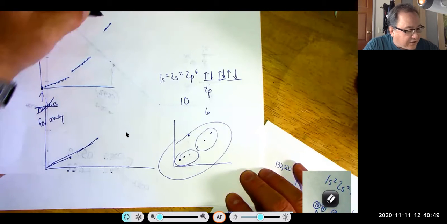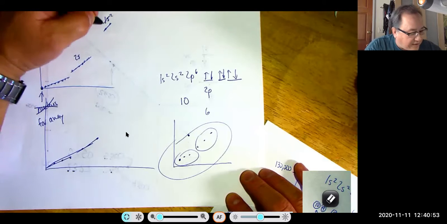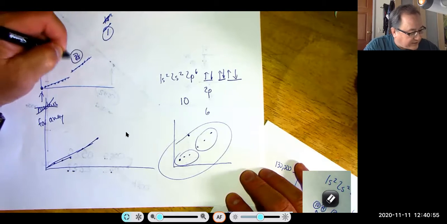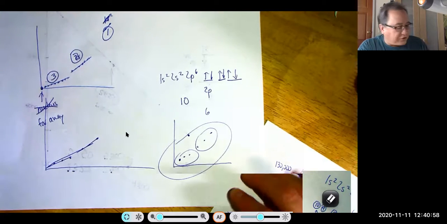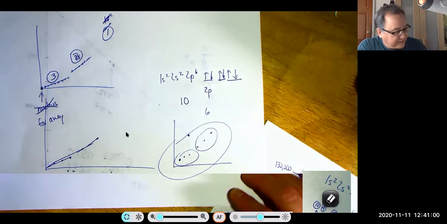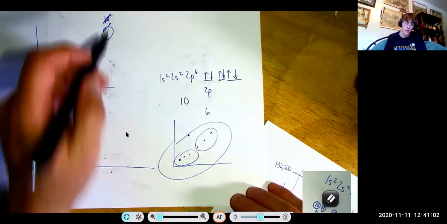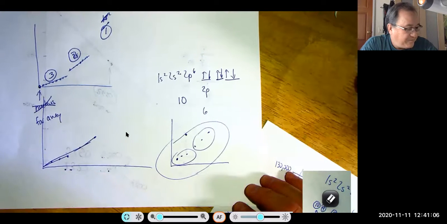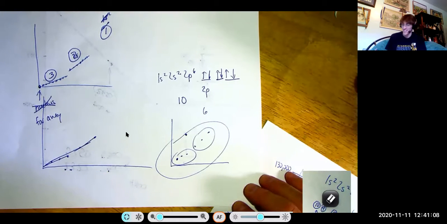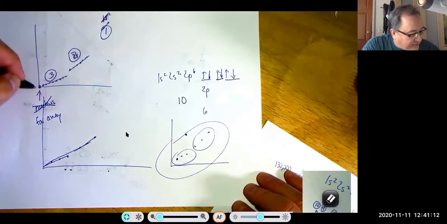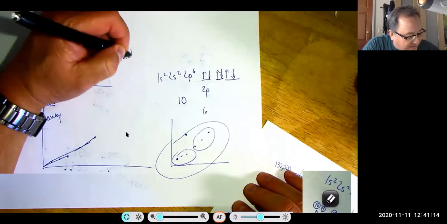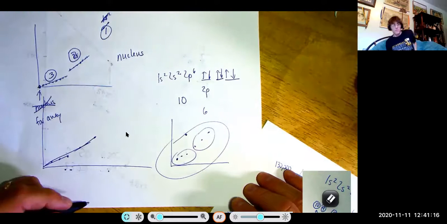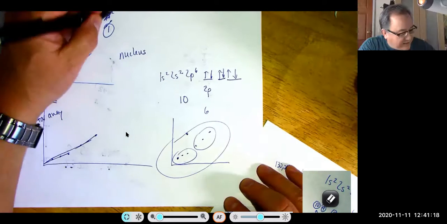If this is the 1 and this is the 2 and this is the 3, which are closer to the nucleus? I thought the origin was near the nucleus. No, so this is not the nucleus. The nucleus is over here. Oh. So here's the 1, here's the 2.